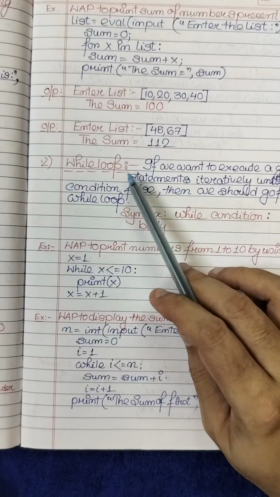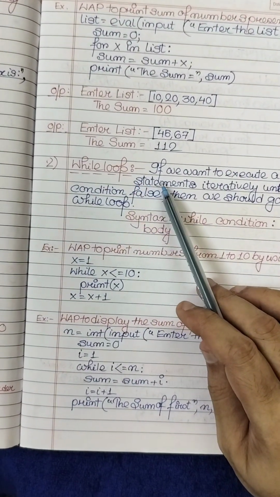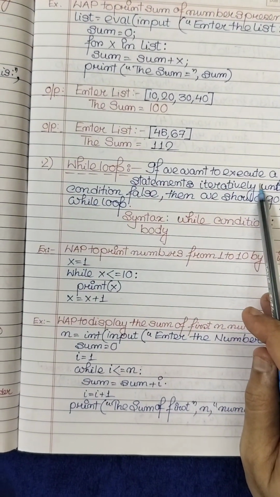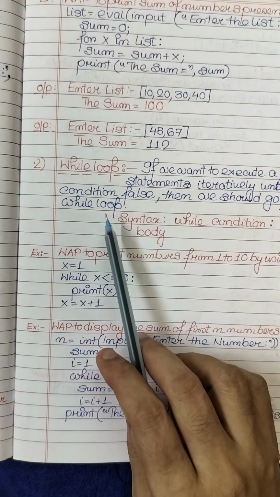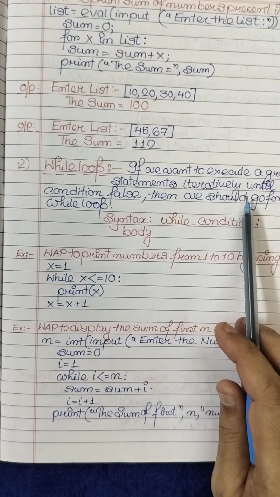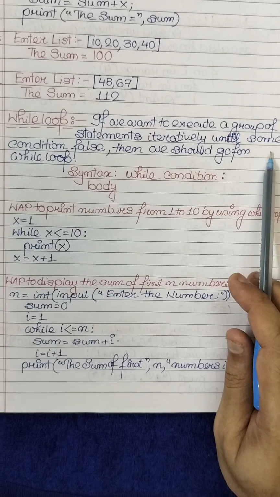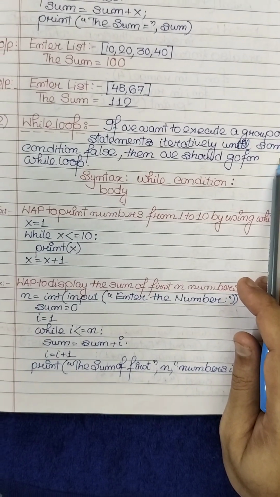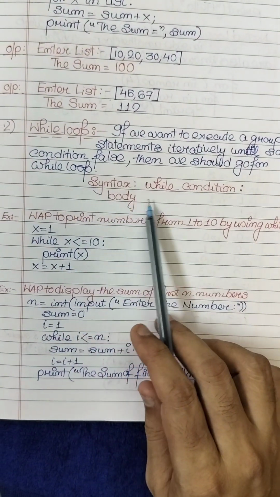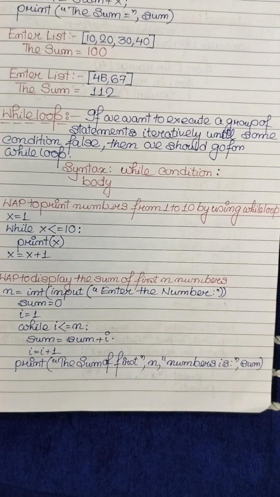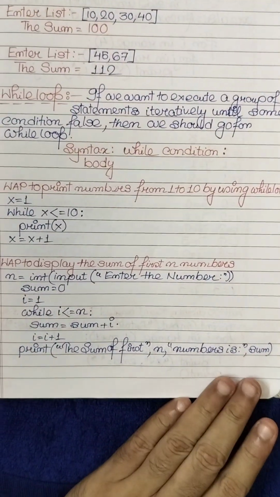Now we are coming to the while loop. What is a while loop? If we want to execute a group of statements iteratively until some condition is false, then we should go for the while loop. Syntax: while condition, body.